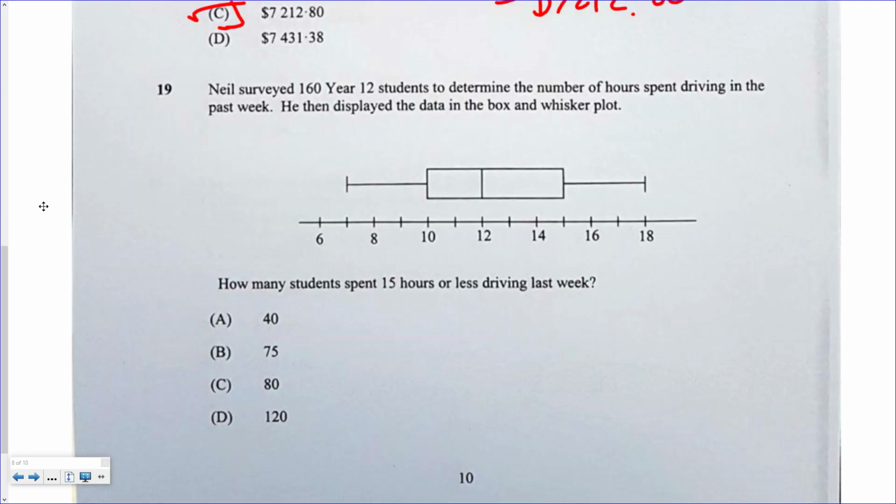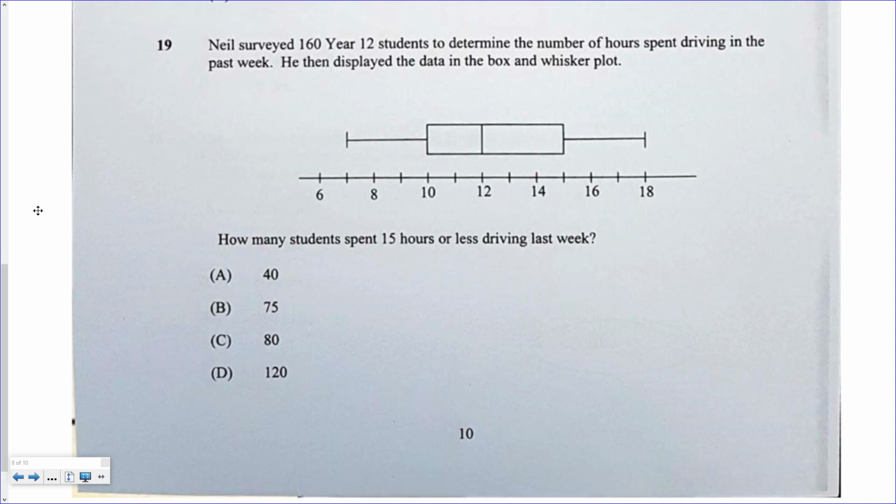Going to question 19. Here we have a box and whisker plot showing 160 students. How many students spent 15 hours or less driving last week? So what we want to do here is 15, which is here. We need to realize that here's the 0% mark, here's the 25% mark, the 50% mark, the 75% mark, and the 100% mark. At this point, it's tempting to say, oh yeah, the answer is B because it's 75.